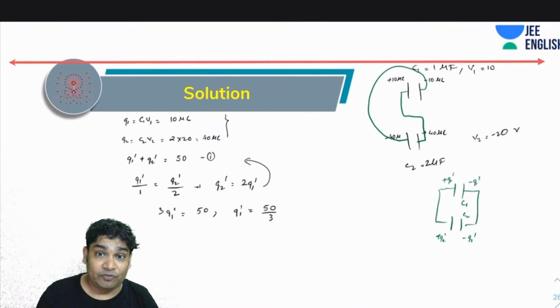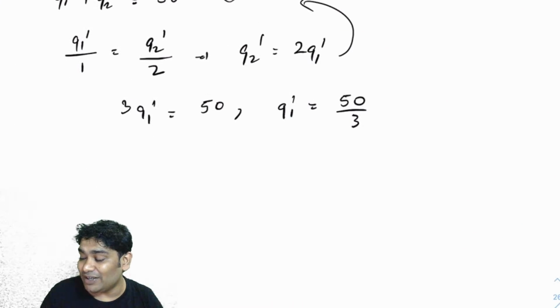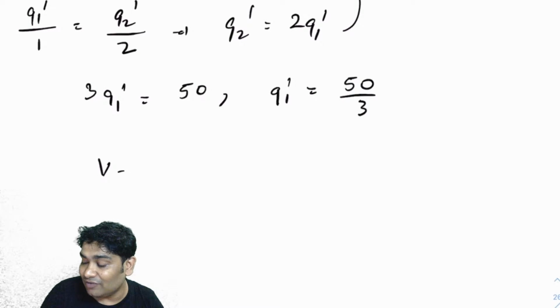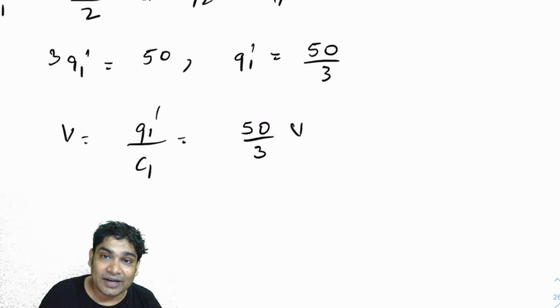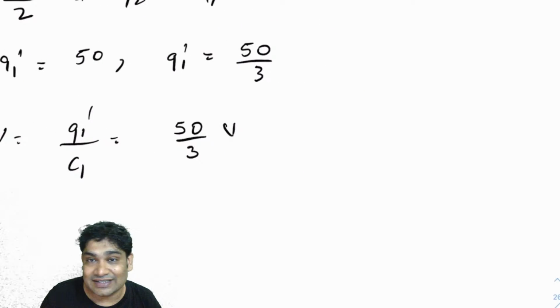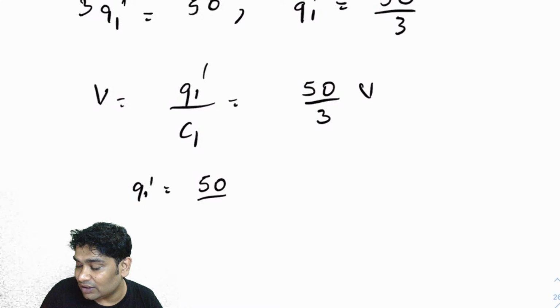So now, for potential difference, we only mention magnitude, by the way. Once I know this, what is the common potential difference? The common potential difference V would be equal to Q1 dash over C1, which would be 50 over 3 volt. So that would be the common potential difference, and the charge Q1 dash equals 50 over 3.